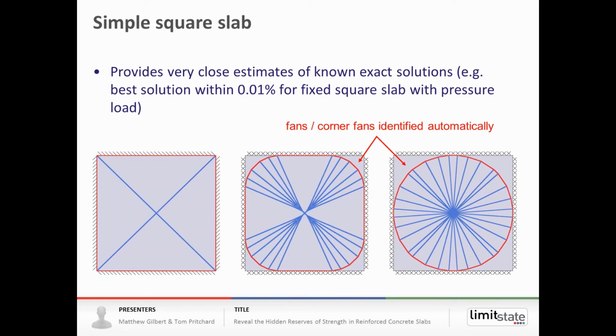So there's nothing special we need to do. The software, because it's minimizing energy, will automatically show that that's more critical than the mechanism shown on the left. If we have a point load in the middle of the slab and we remove the pressure load, then we end up with this kind of bicycle wheel or fan type yield line pattern. Again, that's identified automatically. People have tried to automate the yield line method in the past and they've struggled to identify these kinds of features.